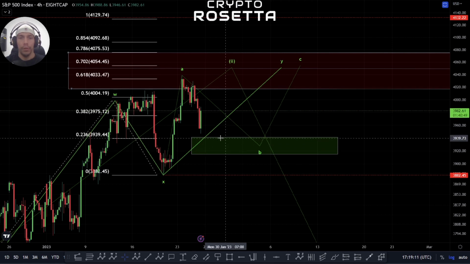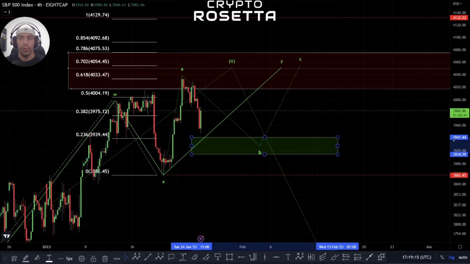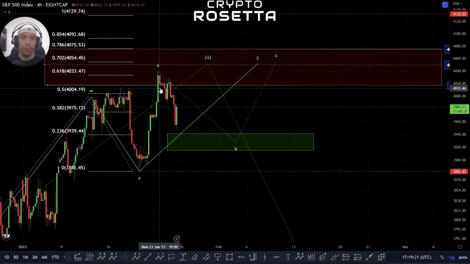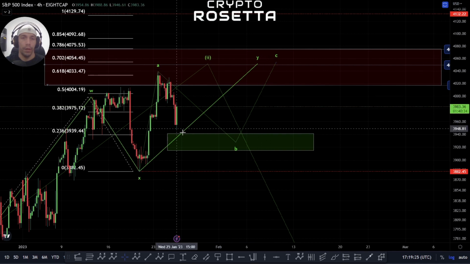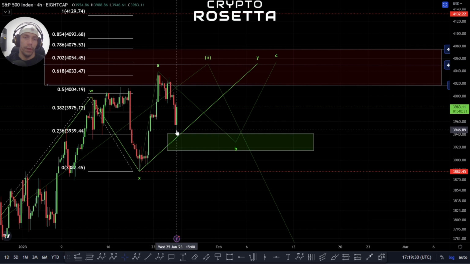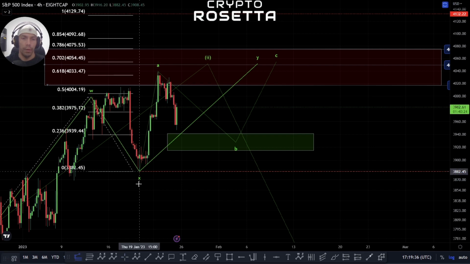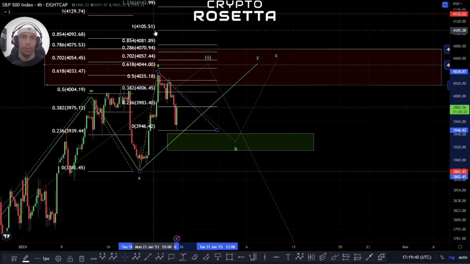So if we do push down one more time, I'd be expecting to land somewhere in this box, which is this 3941 to this 3914.79. So that's what we would be looking for this potential to be a bigger ABC here to the upside. However, should we push up from this point here, we'll have to just take it as this B wave being complete over here, and then effectively, like I said, we'll be looking towards that 1-to-1 area as a first target. So this 4105.